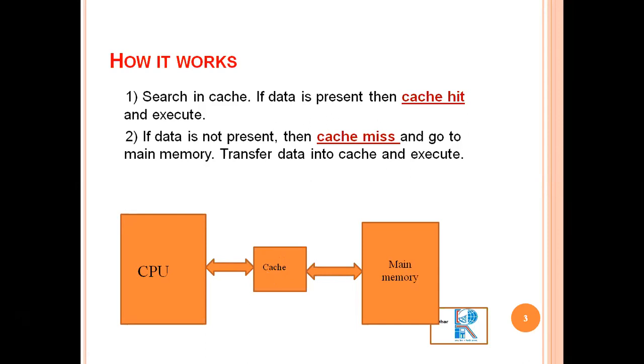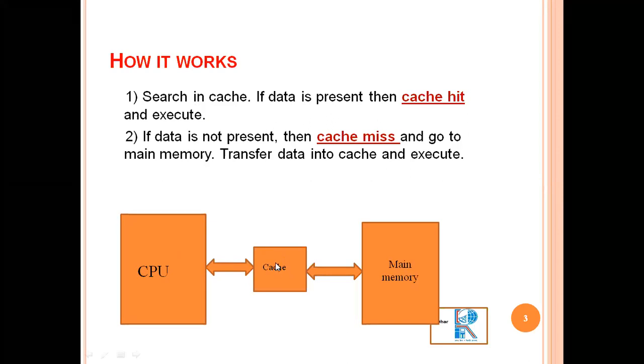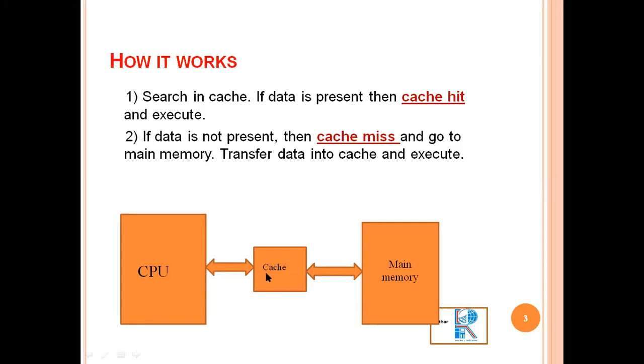Now first CPU searches in the cache memory. If the data is present into the cache memory, then that is called the cache hit. That means the instruction or the data is present into the cache memory. This is called the cache hit. Okay, and it will execute. If the data or instruction is not present in the cache memory, that phenomena is called the cache miss, and CPU will go to the main memory. Okay, then it will transfer the data. Here it is written, transfer the data into the cache and execute. That means from this it will transfer the data into the cache memory, then CPU will execute. So what is the process of execution? CPU first searches into cache memory.